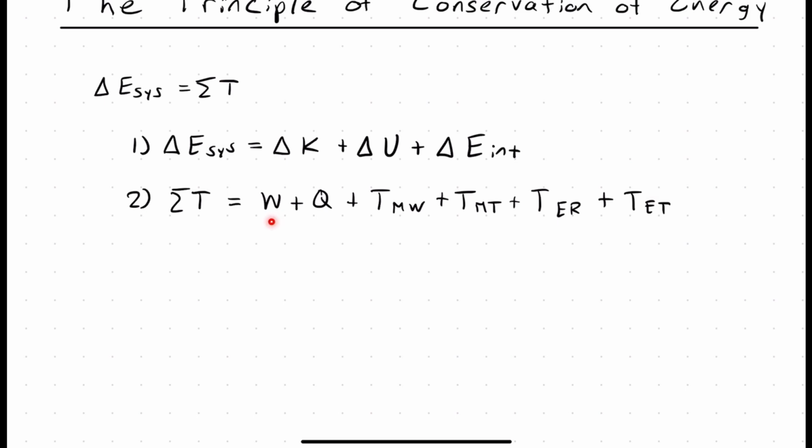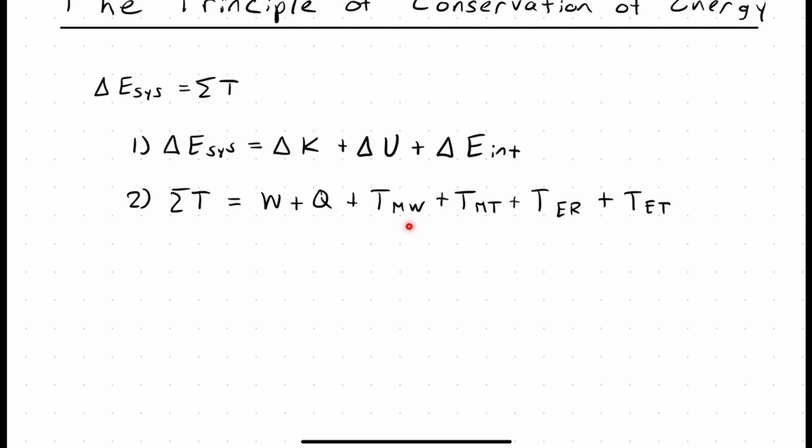The first term here is the work acting on a system. That will cause the point of application to displace. The next term is the heat transfer, which is the energy transferred due to heat. These four T's each represent four other different forms of energy transfers.